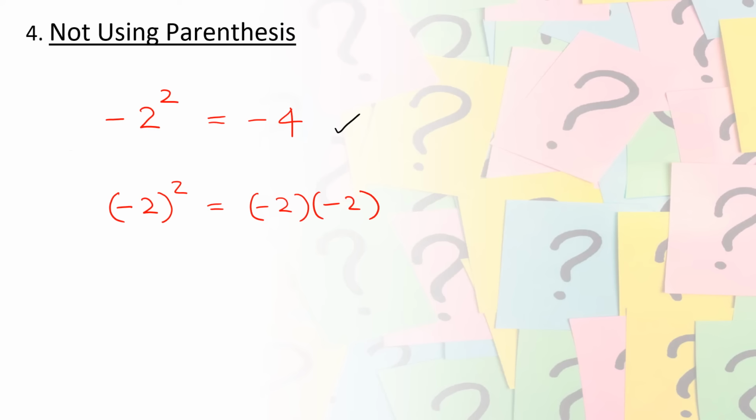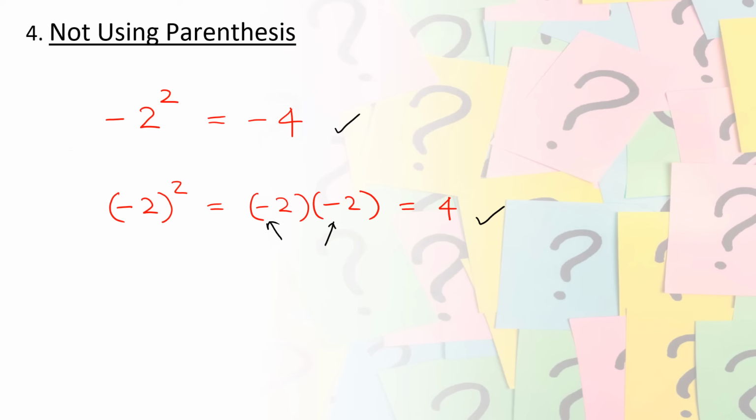When you have two negative signs, a negative and negative, you know that negative negative becomes positive. So your answer is simply positive, and 2 times 2 is 4. So you're going to get answer 4 for this one. The second one is answer 4, the first one is answer negative 4. And then the next common mistake is that sometimes students do not use a parenthesis.